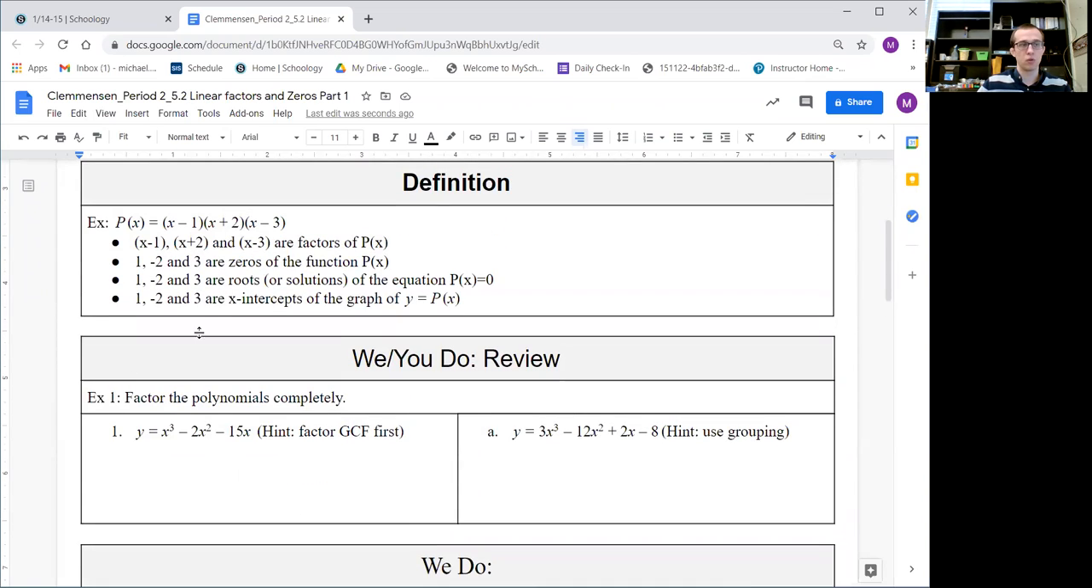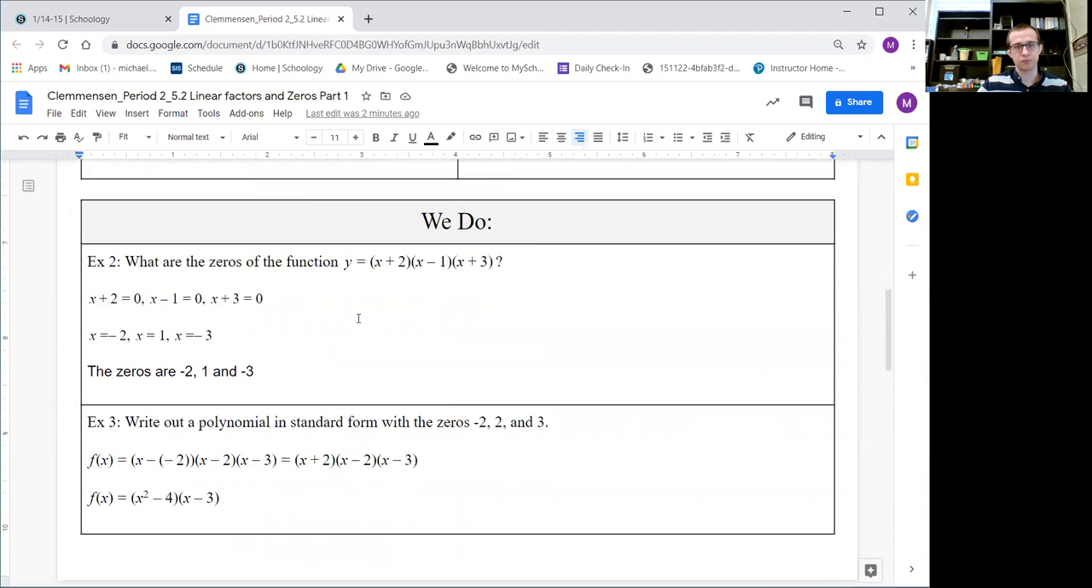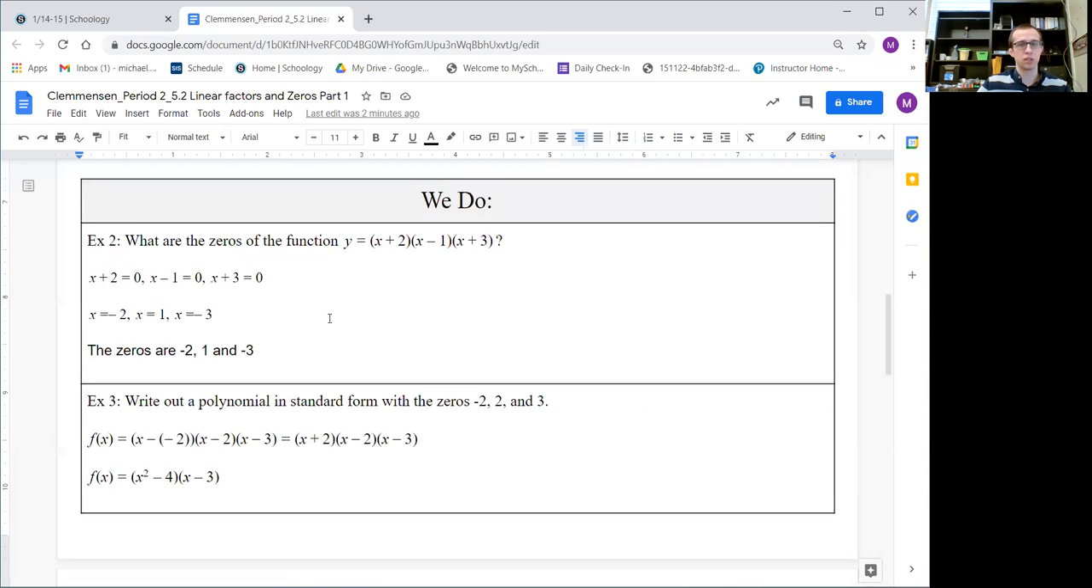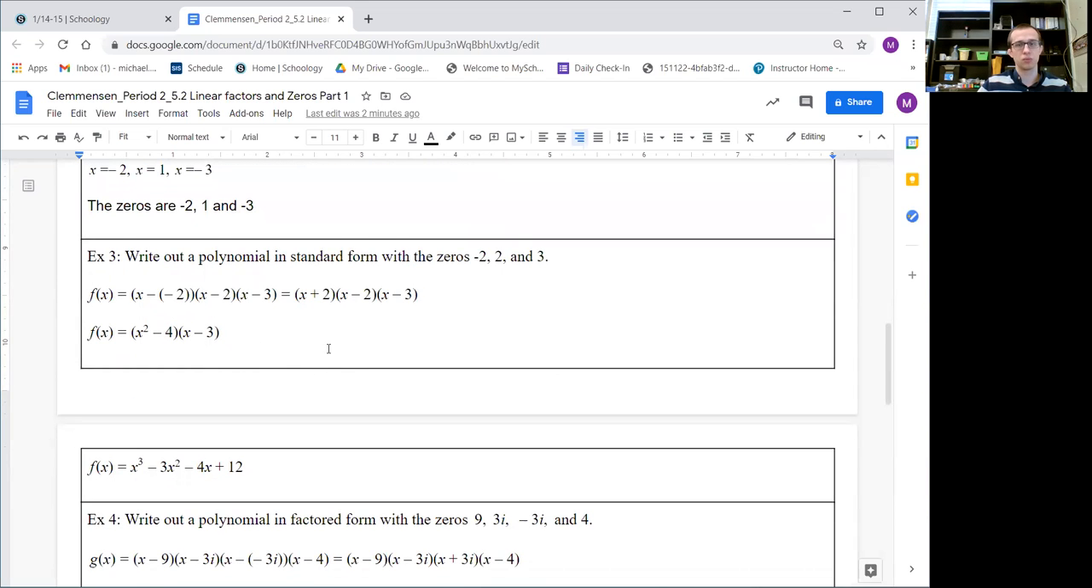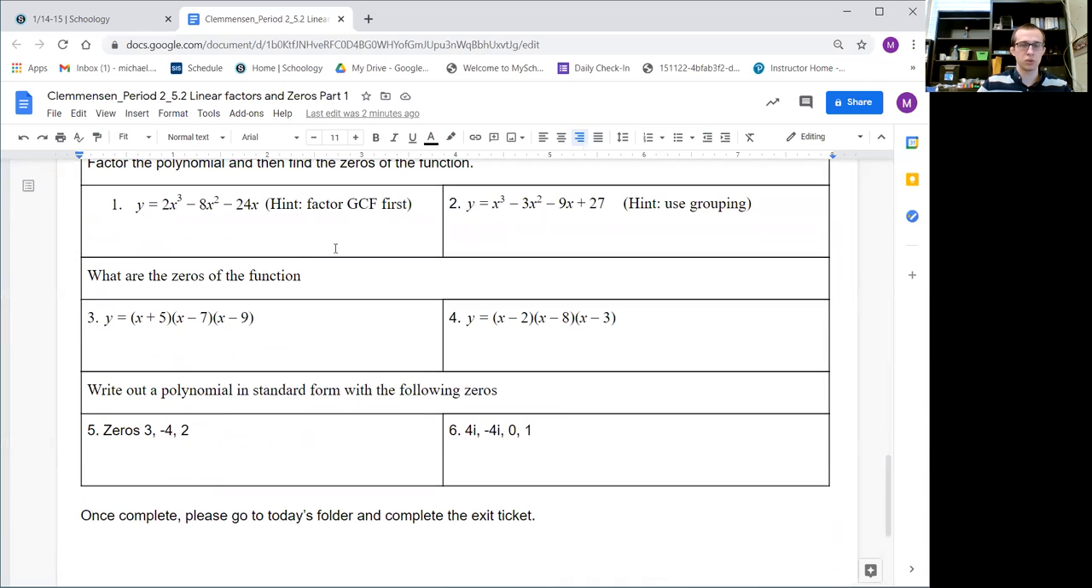Let's go through a little bit of an overview before we move into what we're going to be teaching. We have our definition up here. We'll go over the definition a little bit and talk about it. We'll do a little review on how to factor things. Then we'll go into our problems about finding the zeros and then going in reverse to get our functions. At the very end, you'll have your you do section and then your exit ticket.